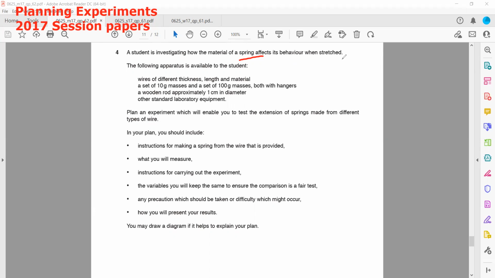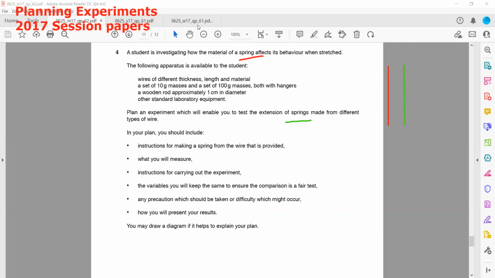So first thing, we have a wire and we want to convert the wire, like we have different types of wires available, wires of different length or different thickness. So first thing, we want to investigate how adding a load to a wire can affect its extension. But we want to make a spring. So how we can convert this wire into spring?